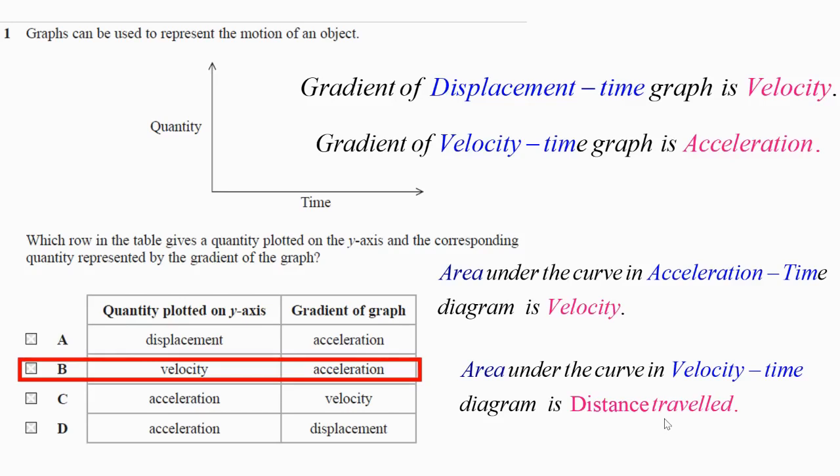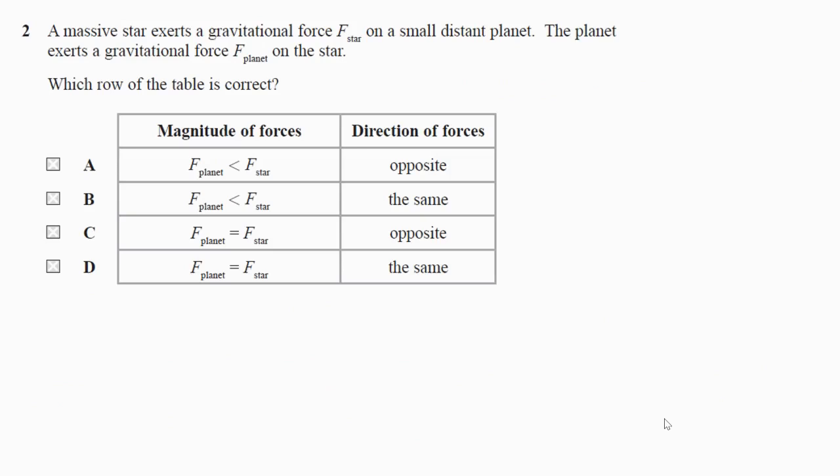So the gradients of different graphs we have to remember. The gradient of displacement time graph is instantaneous velocity, the gradient of velocity time graph is acceleration, the area under the curve in acceleration time diagram is velocity, and the area under the curve in velocity time diagram is distance traveled. So we have to move to the second question.